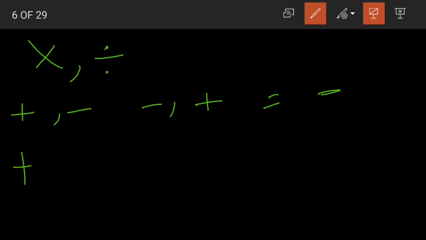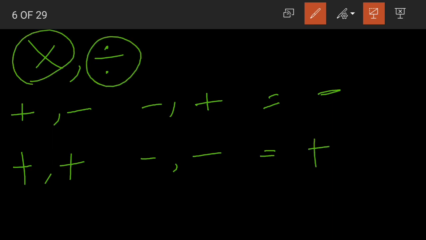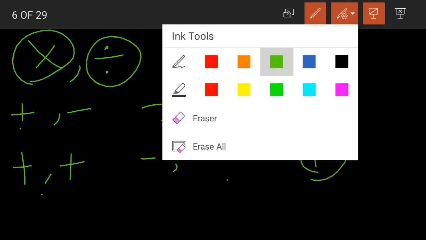But when we have two same signs, like two positives or two negatives, then the answer will be positive. Is this clear? In case of multiplication and division, when the signs are different, the answer will be negative. When the signs are the same, the answer will be positive.